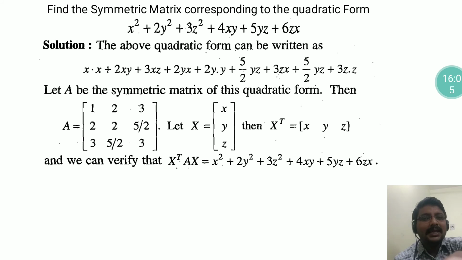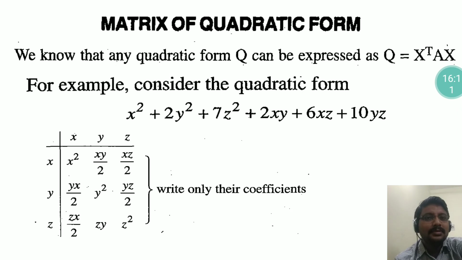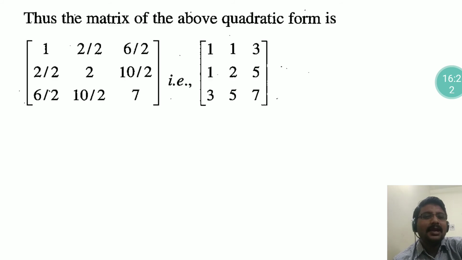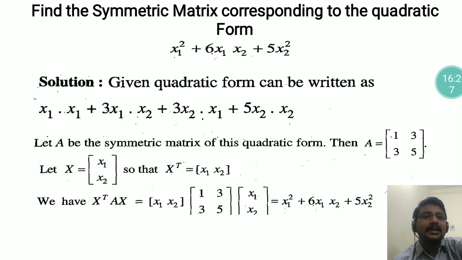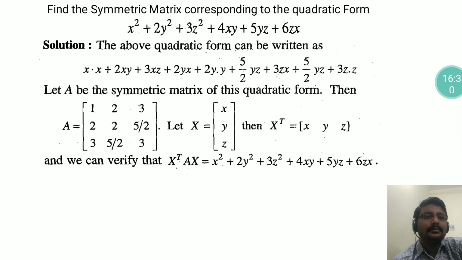So we just have to take the coefficients like this. As I have already told you, x, y, z against x, y, z: x square, xy by 2, xz by 2, yx by 2, y square, yz by 2, zx by 2, zy by 2, z square. Like this we have to define it, then it is easy to write the given symmetric matrix. Now we can verify that X transpose AX, just multiplying these three matrices, clearly we will get the given expression.